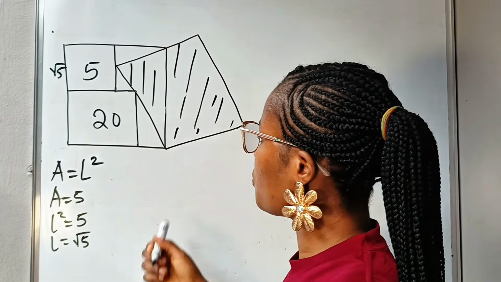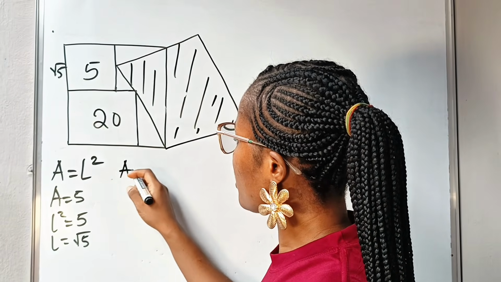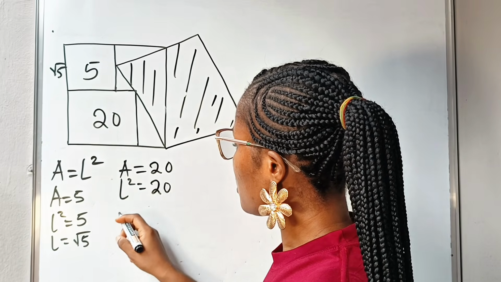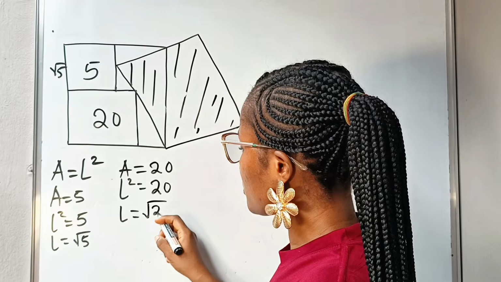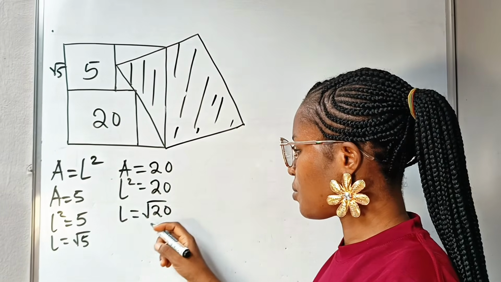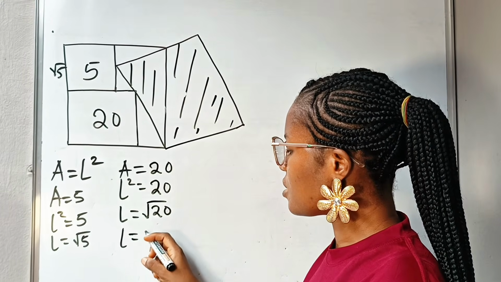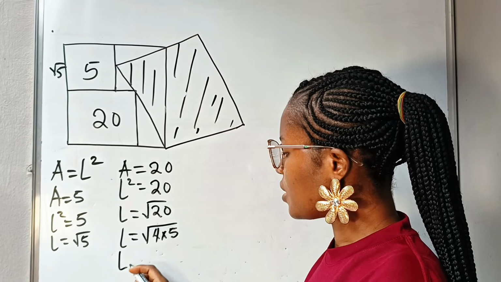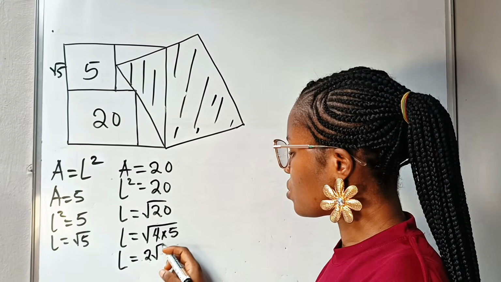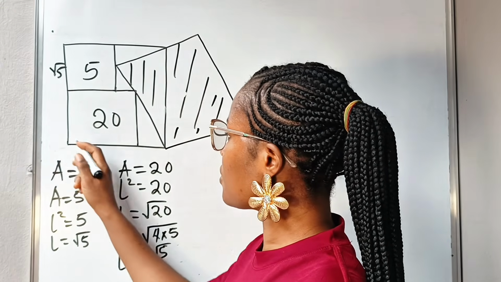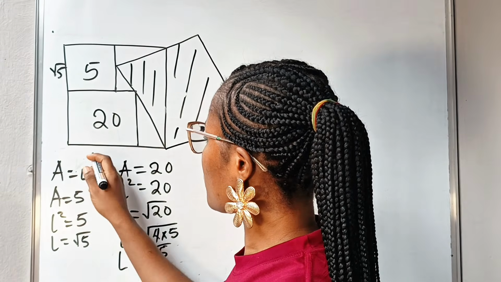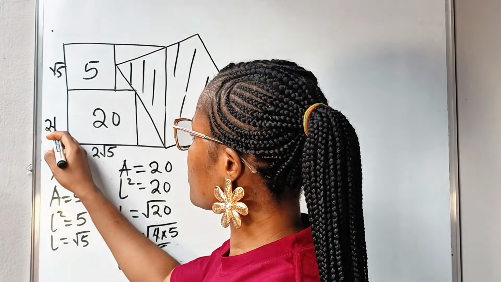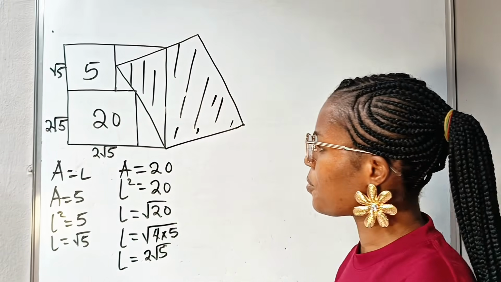All right, also this one, the area is 20, meaning that the length squared is 20. So the length should be square root of 20. Now we can simplify this further as the length is root 4 times 5. So the length is 2 root 5. So we have the length is what? 2 root 5. So here is 2 root 5. Remember that all sides are equal. So this is also 2 root 5.